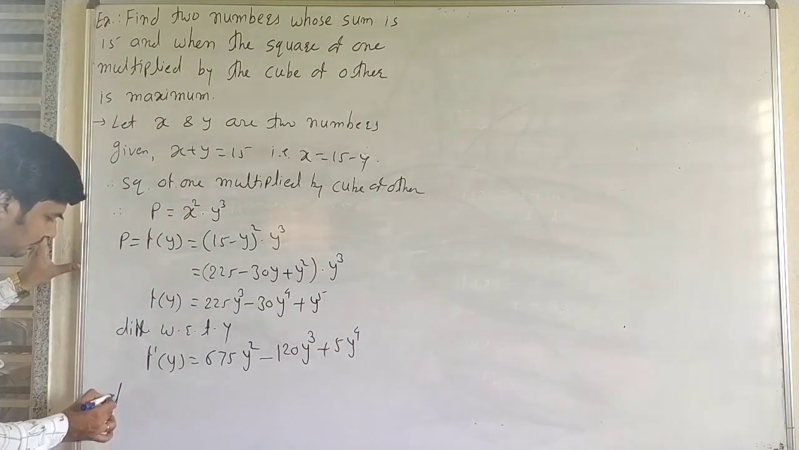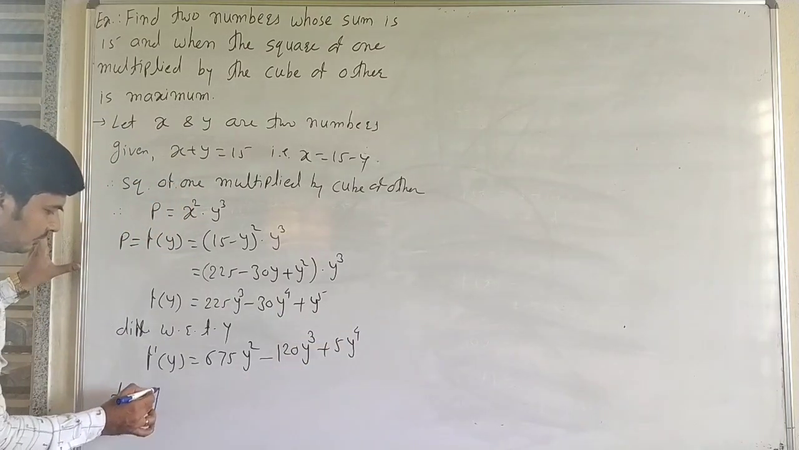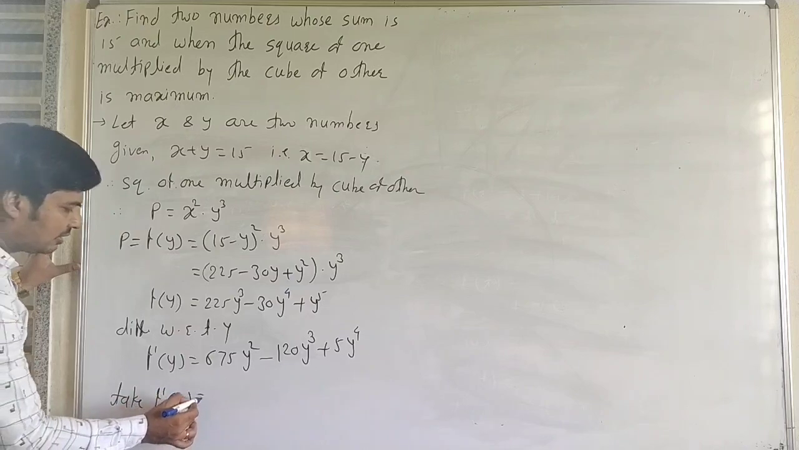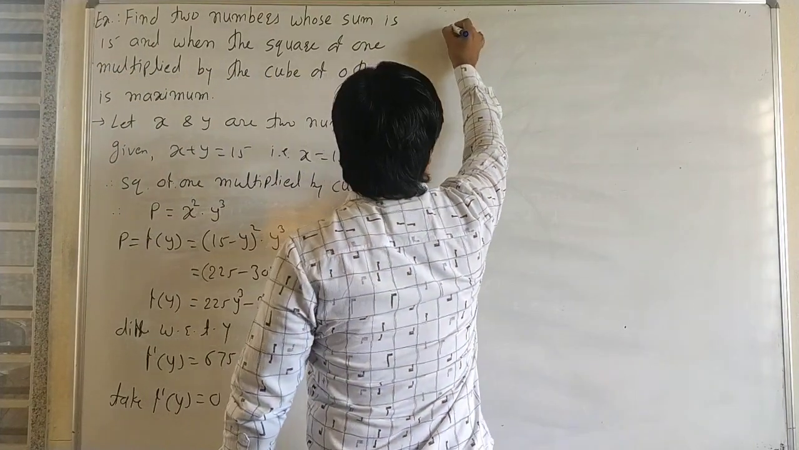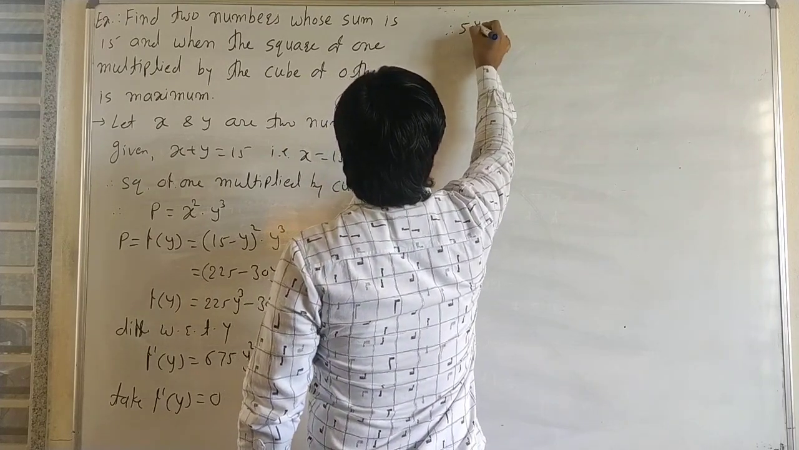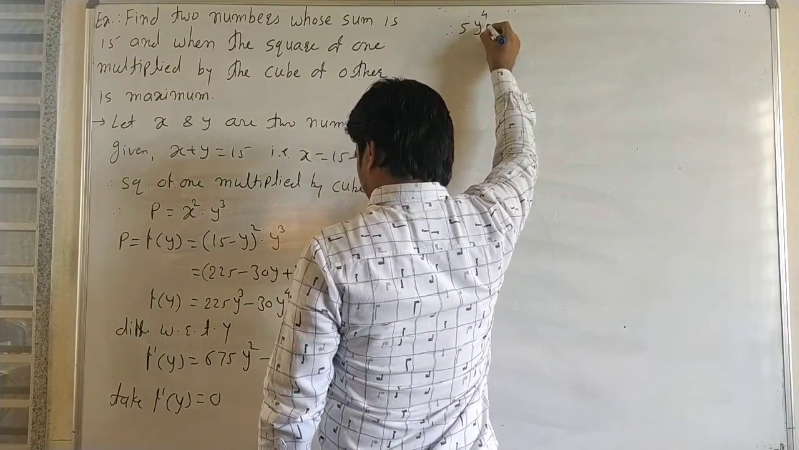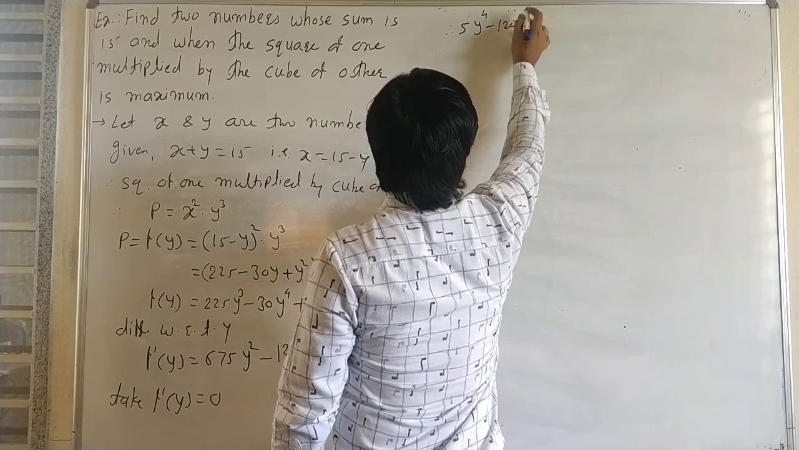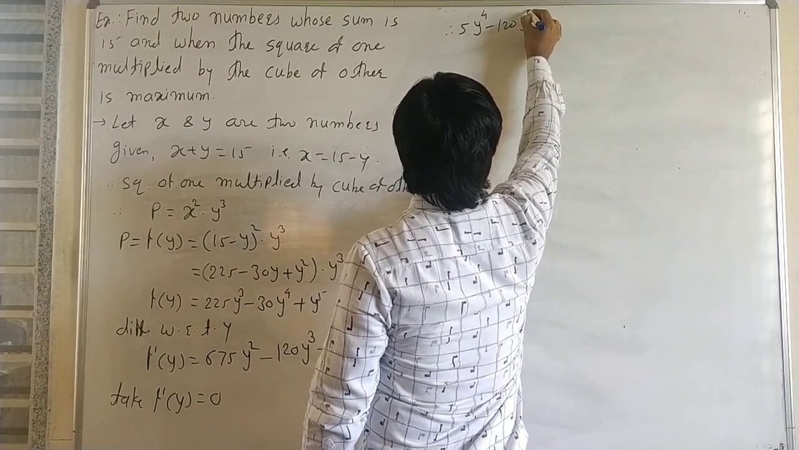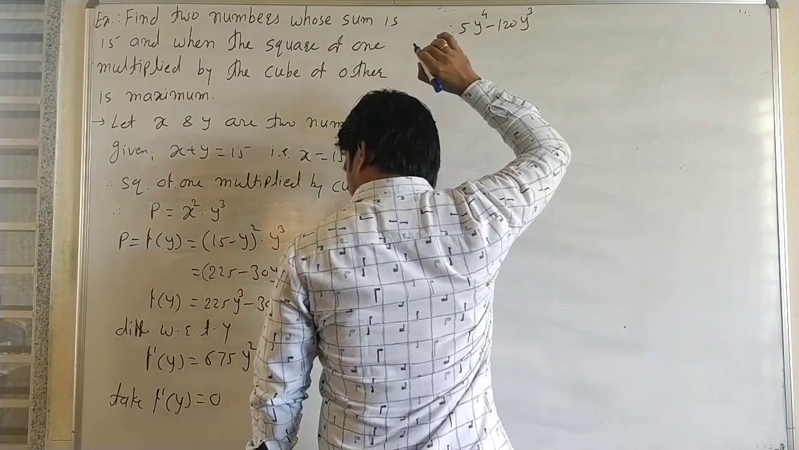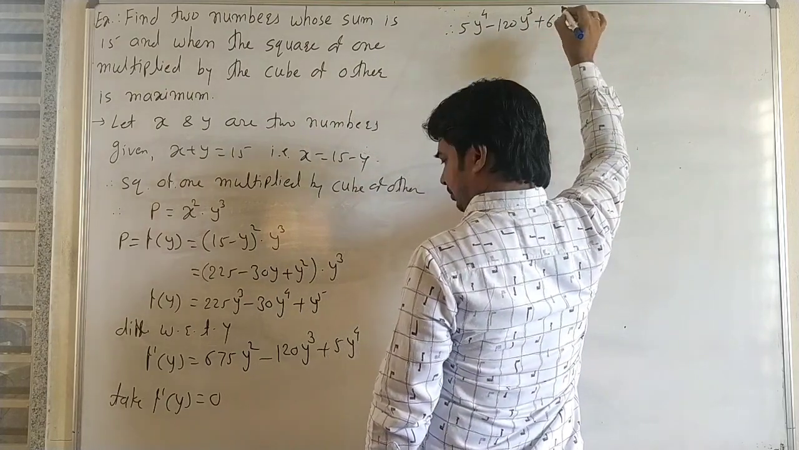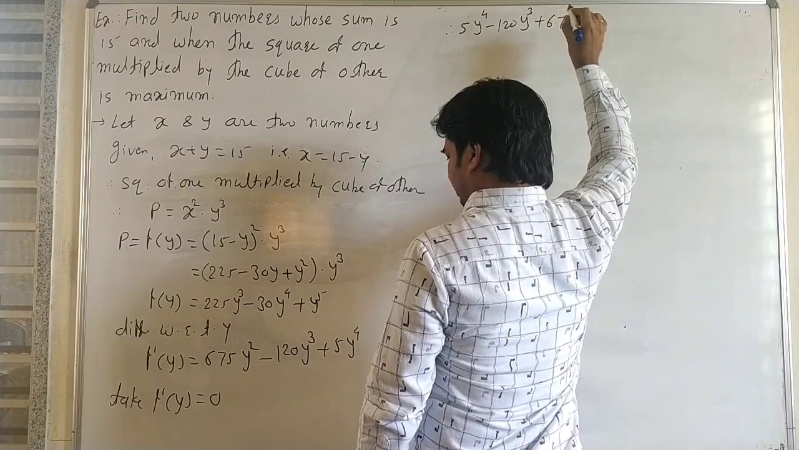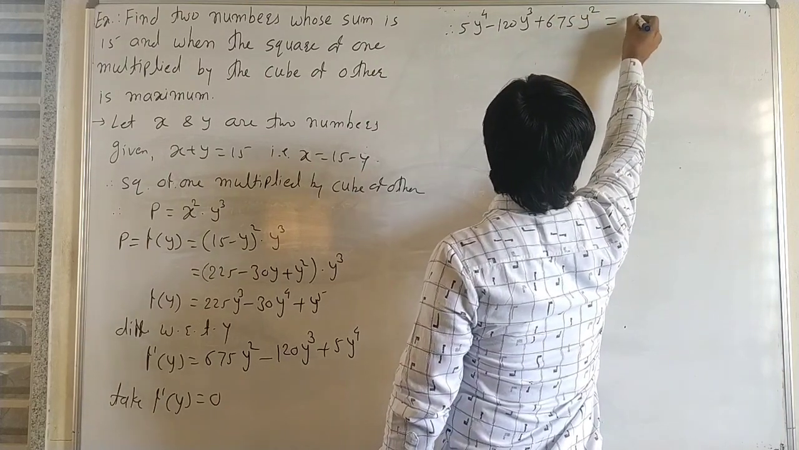Now take f dash of y is equal to 0. Therefore, this term is equal to 0. Therefore, 5y to the power 4 minus 120y cube plus 675y square is equal to 0.